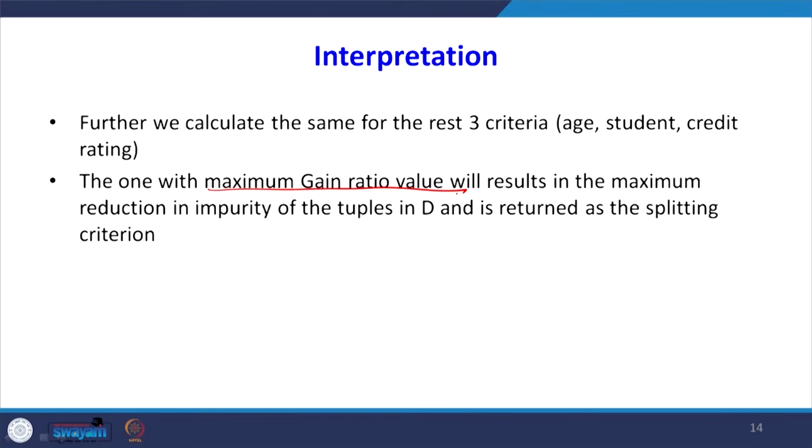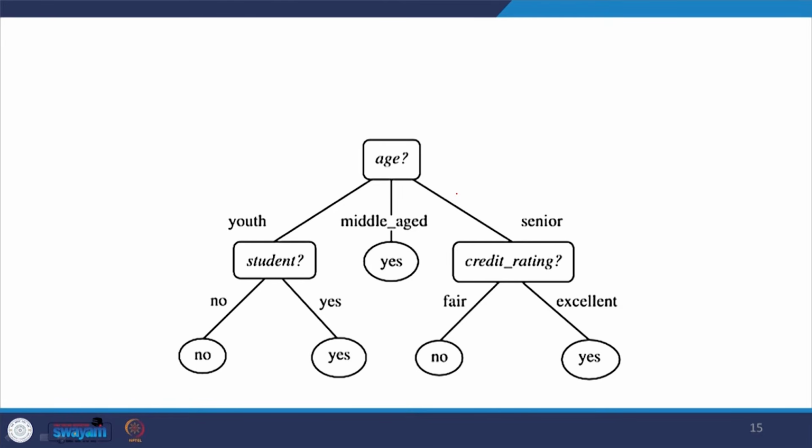We have found the gain ratio for the attribute income. The same way, there are other attributes like age, student, credit rating. For these attributes also we have to find out the gain ratio. The one with the maximum gain ratio value will result in maximum reduction in impurity of the tuples in D, and it is returned as the splitting criterion. For example, assume that the attribute age is having the maximum gain ratio. So, that variable should be chosen as the splitting variable.